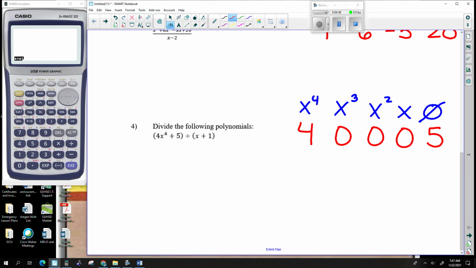So you have to be on the lookout when you set up this number that all of the x's are represented from the biggest exponent all the way down to the normal number. And if something doesn't exist, you fill in the missing part with a 0.